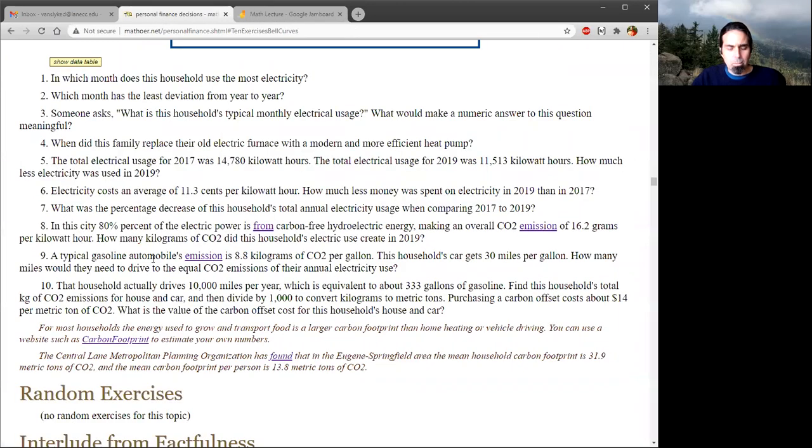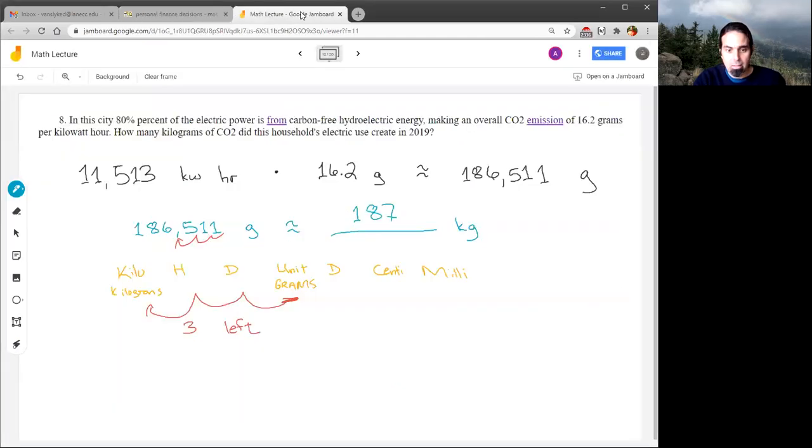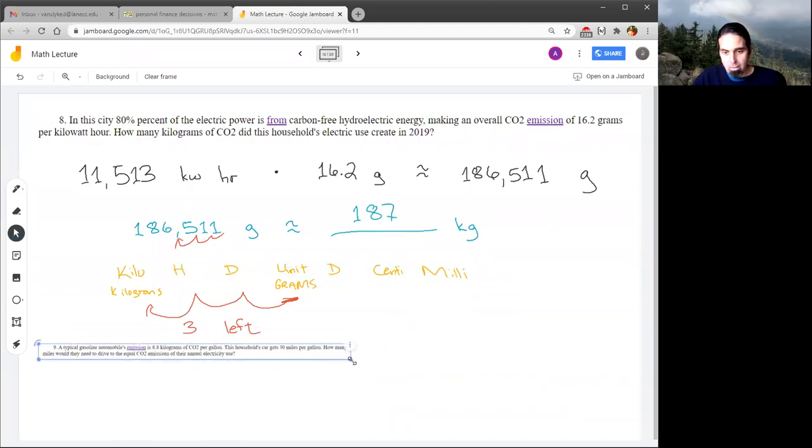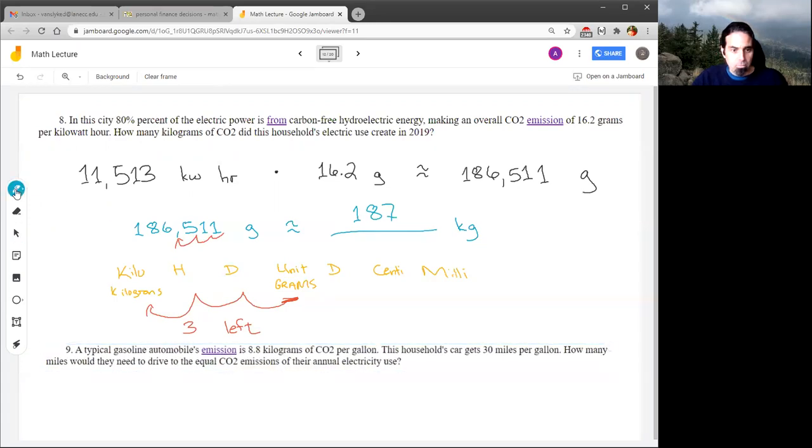We're almost done. A typical gasoline automobile's emission is 8.8 kilograms of CO2 per gallon. And that household's car gets 30 miles per gallon. How many miles would they need to drive to be equivalent? So the 187 divided by the 8.8.